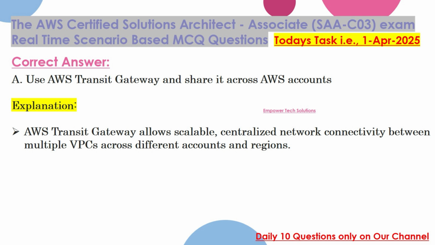Correct answer: A. Use AWS Transit Gateway and share it across AWS accounts. Explanation: AWS Transit Gateway allows scalable, centralized network connectivity between multiple VPCs across different accounts and regions.